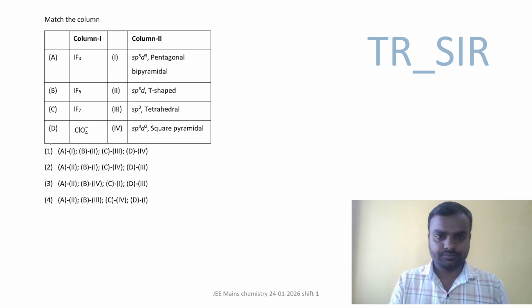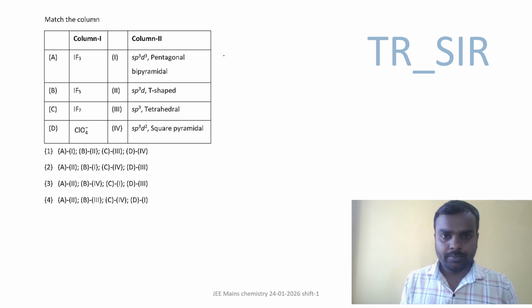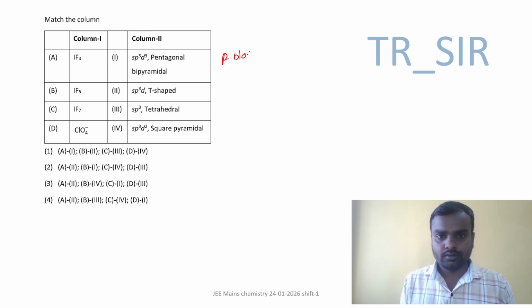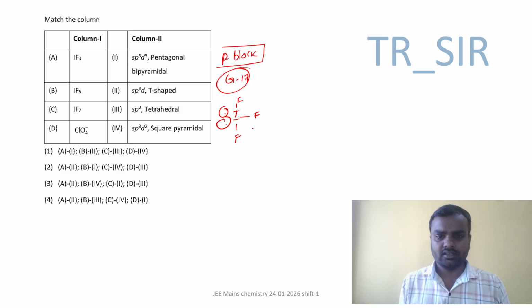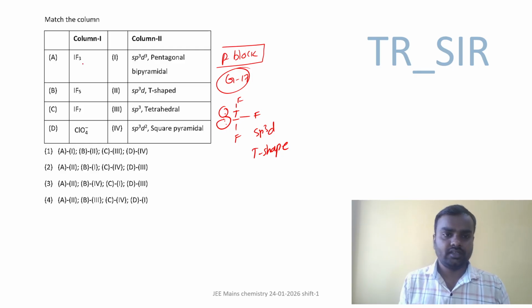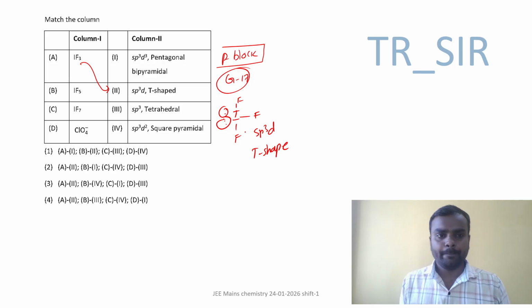C is the answer. Now it is from the P block, the group 17 chapter. So IF3 will have a seesaw structure. That means sp3d hybridization. Seesaw, sorry, T shape. Sorry for the mistake. T shape, sp3d hybridization. That means A2 will come.